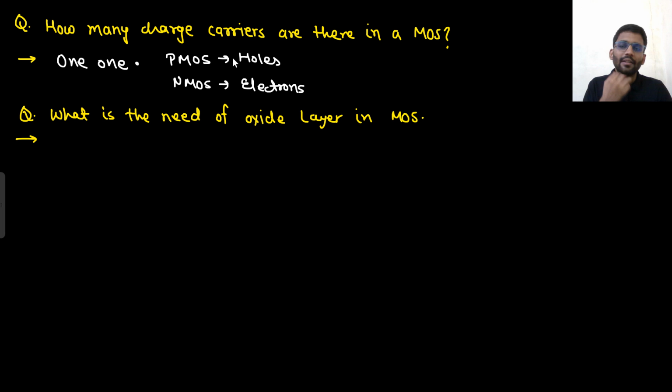So here there is only one charge carrier. And in case of a PN junction diode, there are two charge carriers, both electrons and holes. What is the need of the oxide layer in MOS?